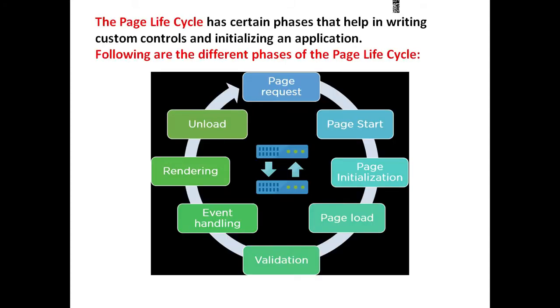Here we will see ASP.NET Page Life Cycle. The page life cycle of ASP.NET has certain phases that help in writing custom controls and initializing an application. This figure shows different phases in page life cycle: page request, page start, page initialization, page load, validation, event handling, rendering and unload. We will see in detail each phase.